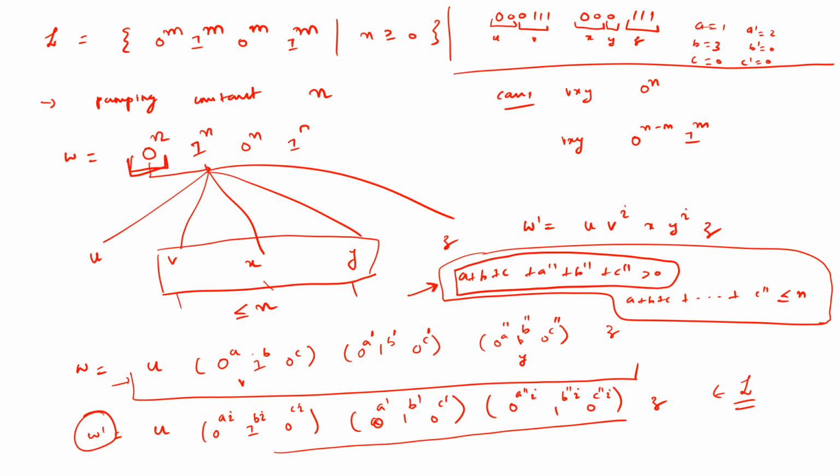So what is the length of vx? It is a plus b plus c plus a prime plus b prime plus c prime, right? And length of vxy together should be less than or equal to the pumping constant n. Now we have to take cases and show that no matter what partition scheme you come up with, you will arrive at a w prime for some i, where i is the number of times you pump the string.